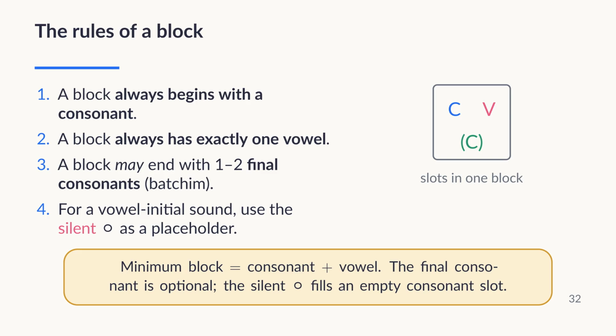Look at the diagram. The consonant slot is on the upper left, the vowel slot fills the top, and the optional final consonant slot waits at the bottom. The minimum legal block is simply a consonant plus a vowel. Keep these 4 rules in your pocket. Every block you ever read or write obeys them.